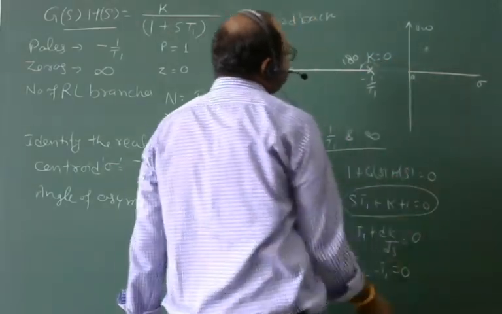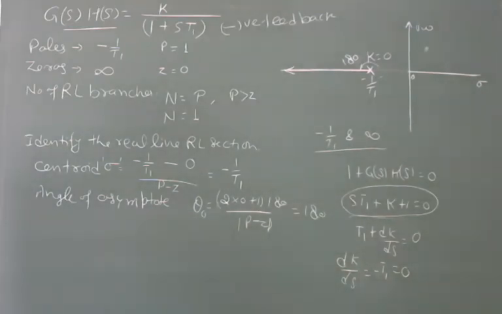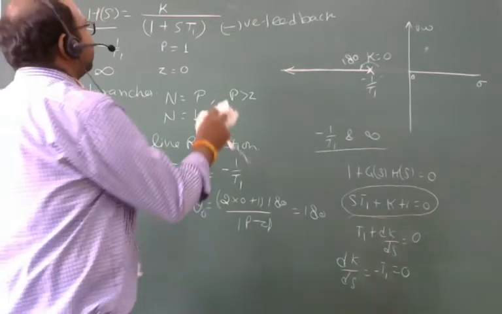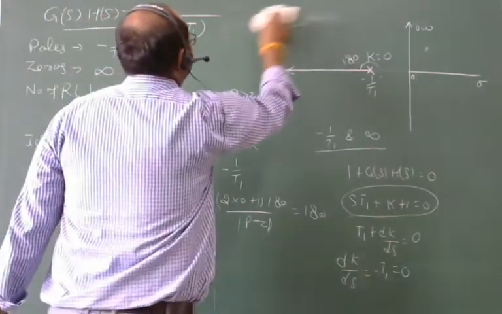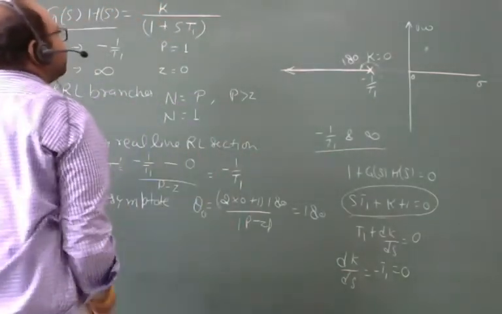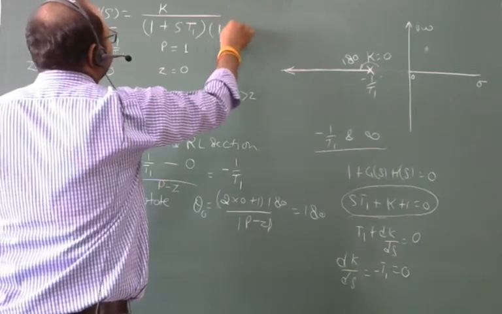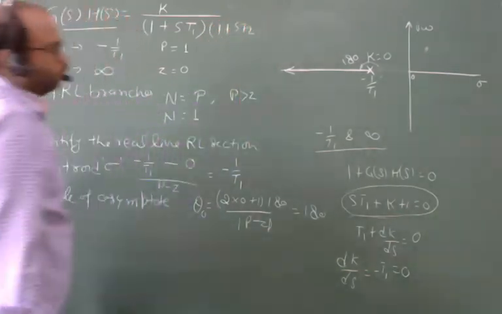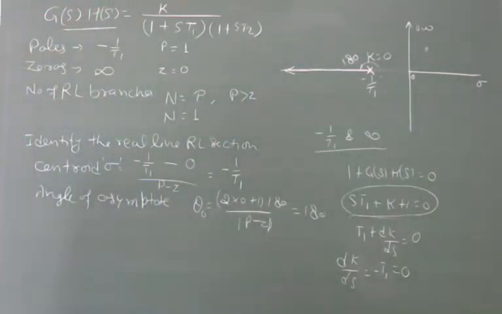This will be removed, and only this axis, this is the root locus plot for k divided by 1 plus s t1, right? Now next, again for negative feedback, 1 plus s t2, 1 plus s t2, right?